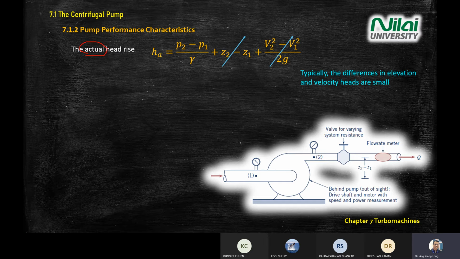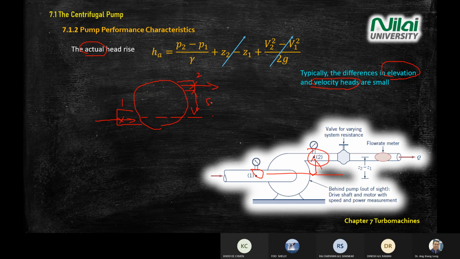Typically when you install a pump, the elevation difference will be small, and the velocity head will be small, meaning the speeds at point 1 and point 2 are small. What do we mean by elevation? If you have a pump, you have an input and an output, and the distance between your input and output is very small compared to the overall system. The distance between point 1 and point 2 is very, very small. That's why you see the blue arrows canceling terms in the equation.